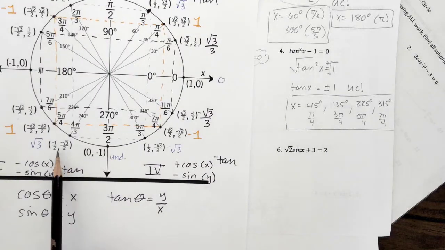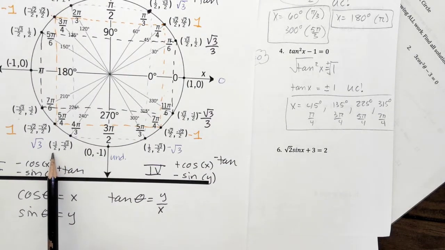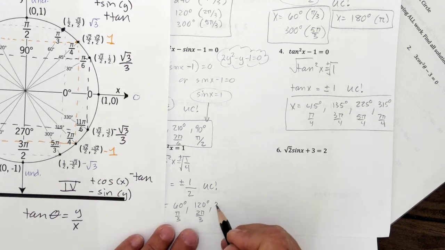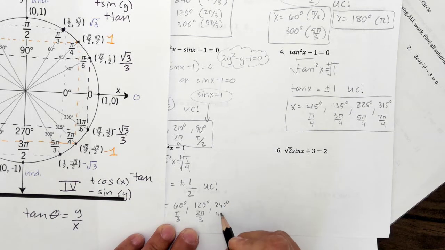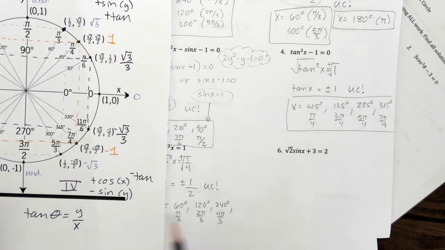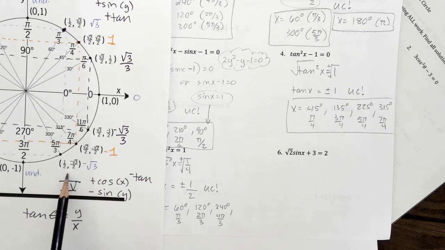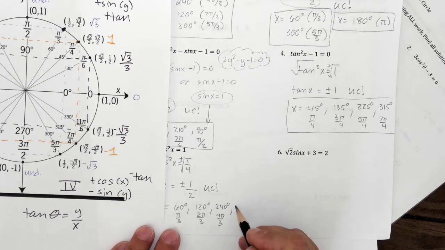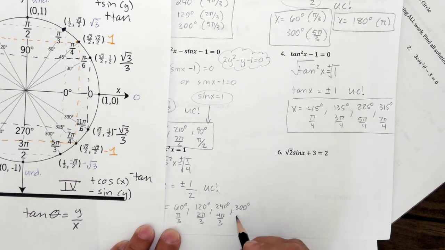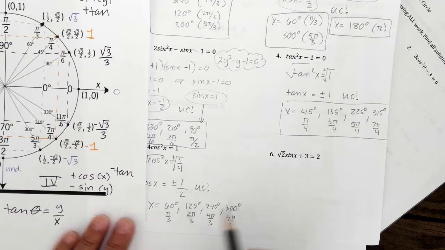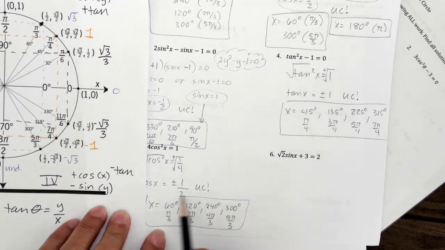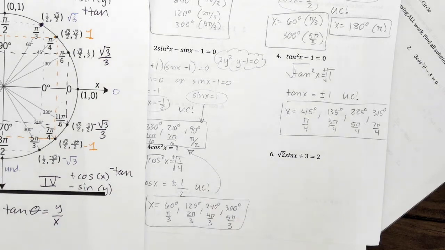Dropping down to quadrant 3, I have a cosine of -1/2 right here at 240. So 240 or 4 pi thirds is going to work. And then lastly, in quadrant 4, this spot right here has an x coordinate or cosine value of 1/2 as well. So my final answer is 300 degrees or 5 pi thirds. So these are my options for this lovely number.